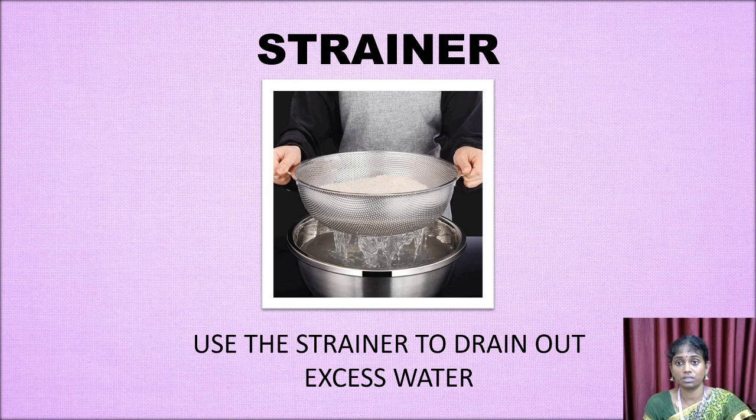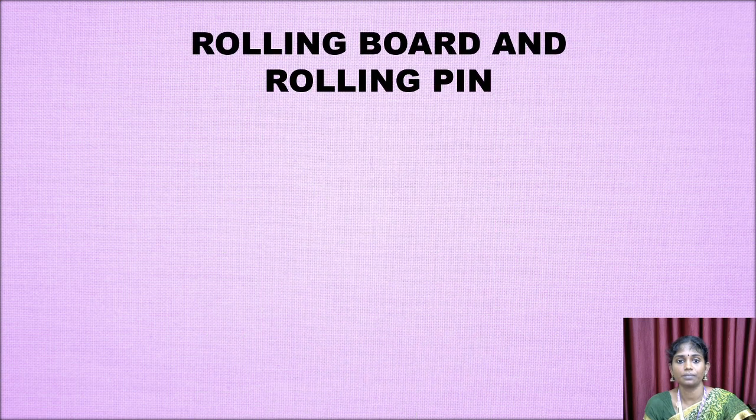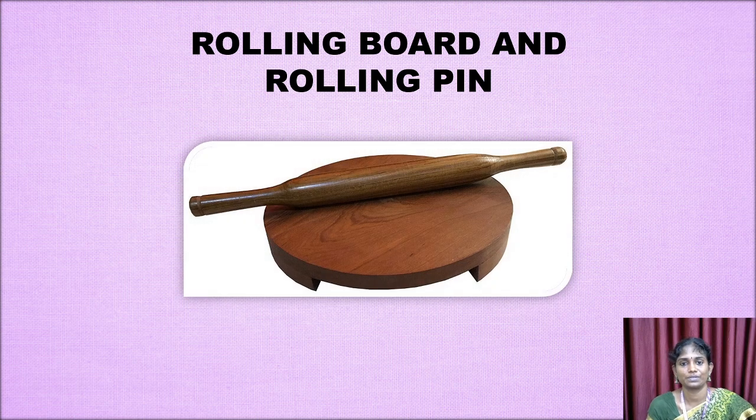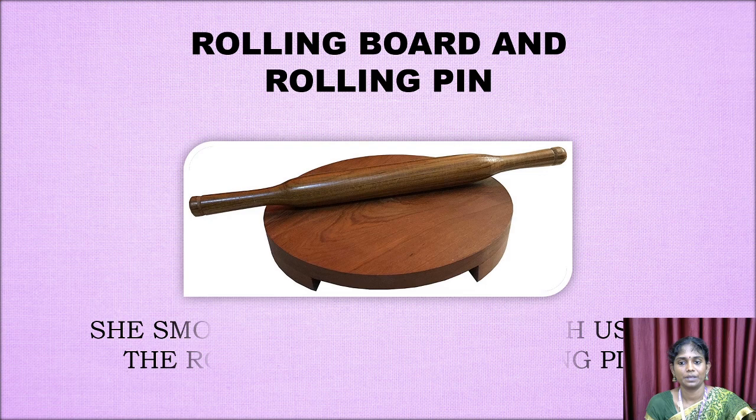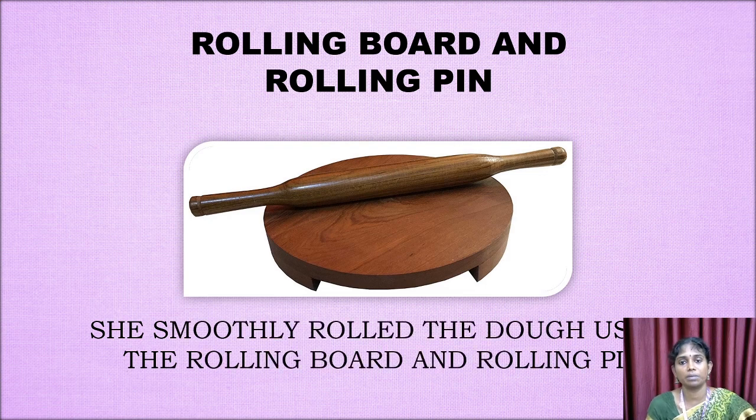Now let's look into the third word. Rolling board and rolling pin. By looking into this word, you might be wondering, what is the meaning behind it? Just look into the image, you will get an idea. So this is what we call as rolling board and rolling pin. So normally we will be using it while making dishes like chapati or bread or whatever it is. In order to flatten the dough, we will be using it.